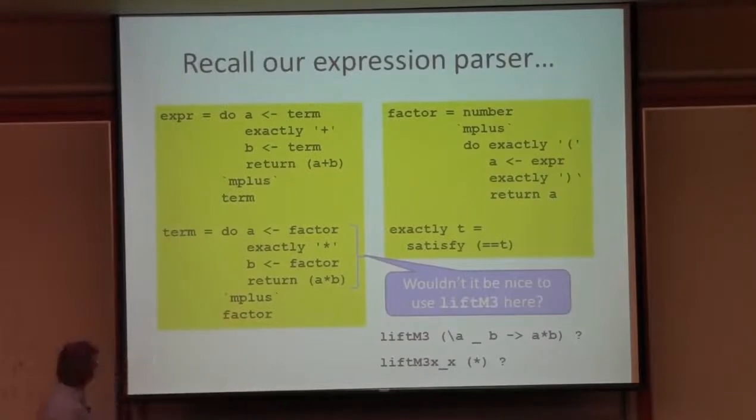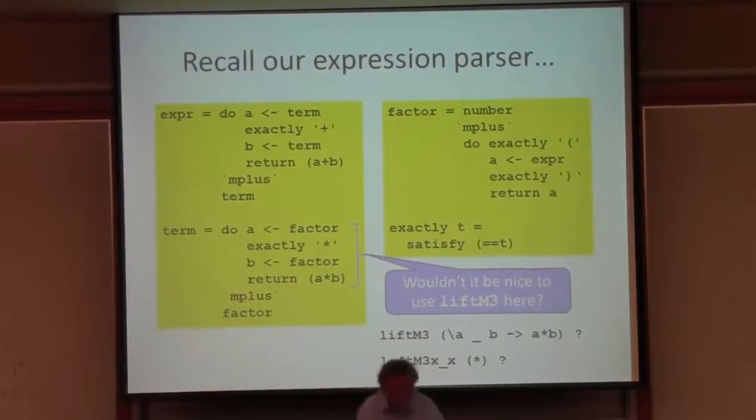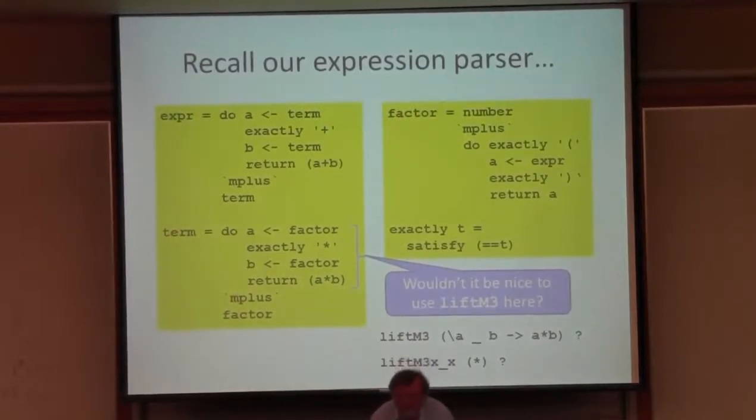What is that second argument? So up here in the term definition, okay, let me just make sure that I can write on my slides. Yes? Is that exactly star? Okay, that's a monadic computation. It produces a value. It's actually just the star character. But I have to throw that away somewhere. There I am throwing it away.